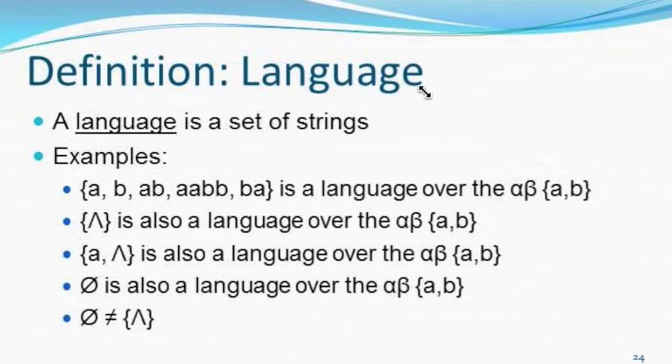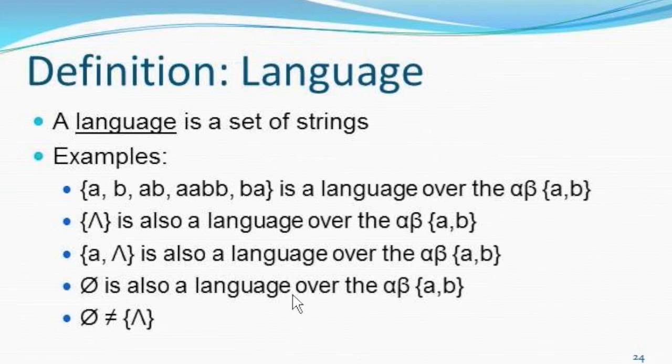Okay, so let's now define a language. A language is defined to be a set of strings. And the fact that we don't say a finite set of strings is very important here. We've said an alphabet is a finite set of symbols, and a string is a finite ordered sequence of 0 or more symbols, but a language can be of infinite length.